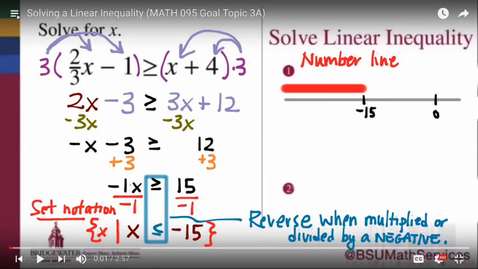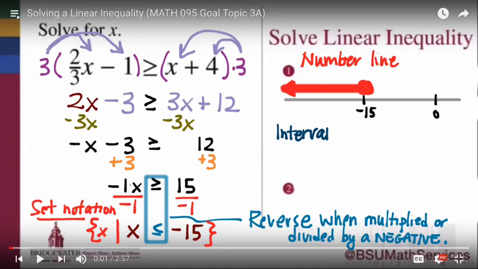And then the next thing I'm going to do is answer, well, what about -15 itself? Is -15 itself included in my solution or not? Is it true that -15 is less than or equal to -15? It is true. And so to reinforce that, I'm going to also put a big closed circle right here at -15. So there's my sketch for what this solution looks like on the number line. And finally, we'll translate that sketch into one last different type of answer called interval notation.